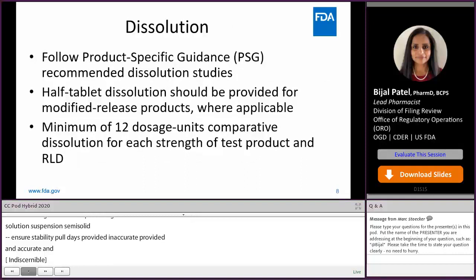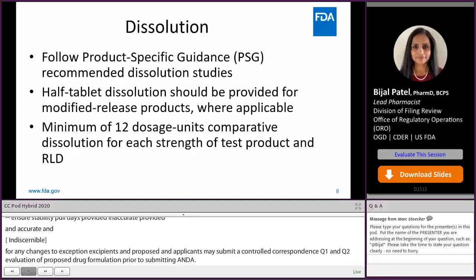Alright, next let's review tips related to dissolution issues. So applicants should follow product-specific guidance recommended dissolution studies. When applicable, applicants should provide half-tablet dissolution study data for modified release drug products. Also, comparative dissolution studies should be conducted on at least 12 dosage units of each strength of the proposed test product and reference listed drug product.